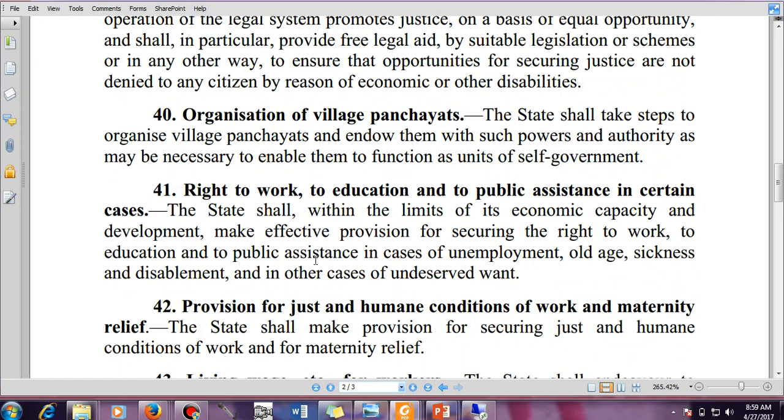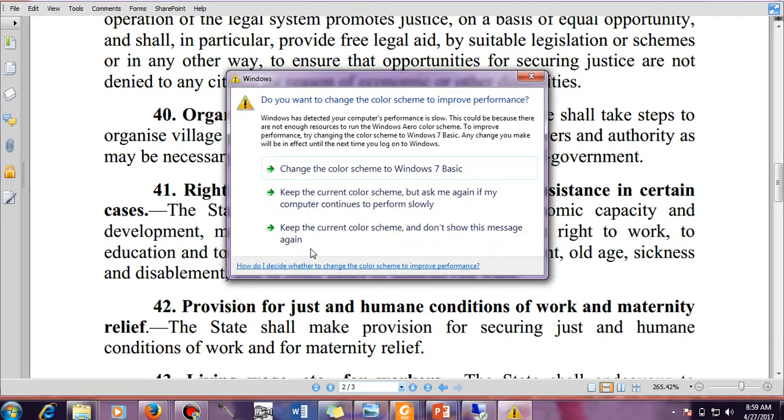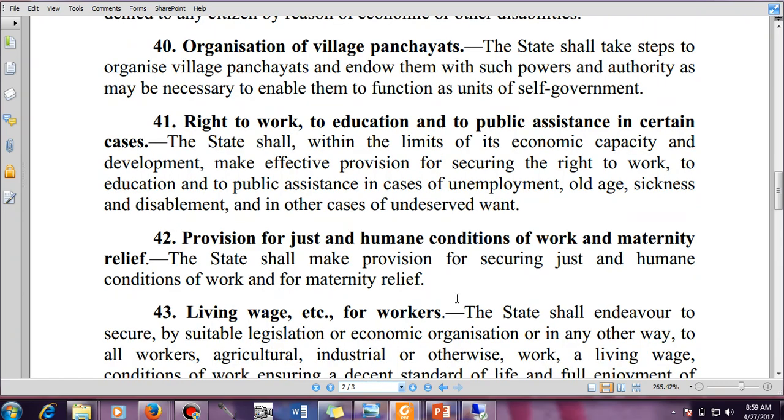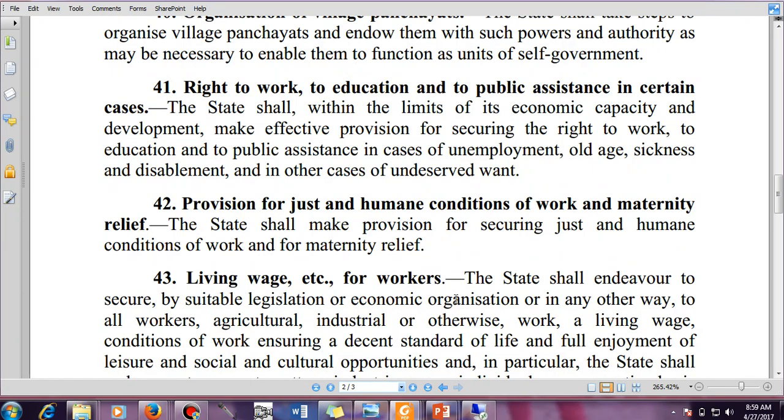Then Article 42, provision for just and human conditions of work and maternity relief. So it is clear. The state shall make provision for securing just and human conditions of work and for maternity relief. The same thing is the repetition of same sentence. Then 43, living wage, etc.